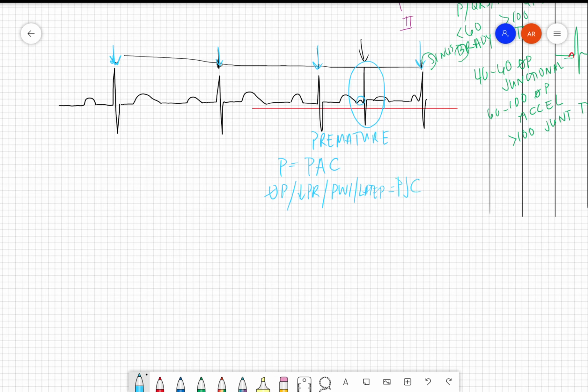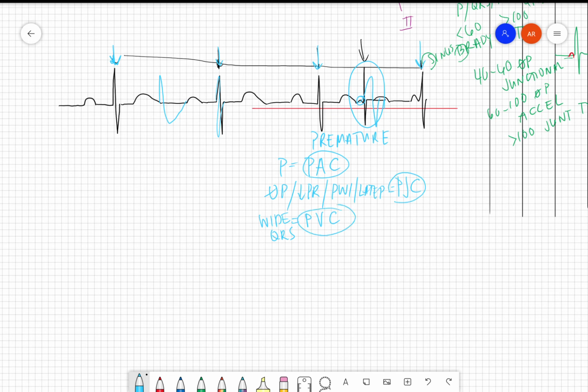If we have that, and this is junctional, it would be a premature junctional contraction, a PJC. If it didn't have a P wave, and it was super wide, we would call that a premature ventricular contraction, a PVC. So a wide QRS that just pops in out of nowhere. Say it was happening here, it just pops in right there, and it has no P wave attached to it. It's pretty wide. It's not slender like these are. It's really wide. That's ventricular. So we can have a PAC, a PJC, or a PVC.